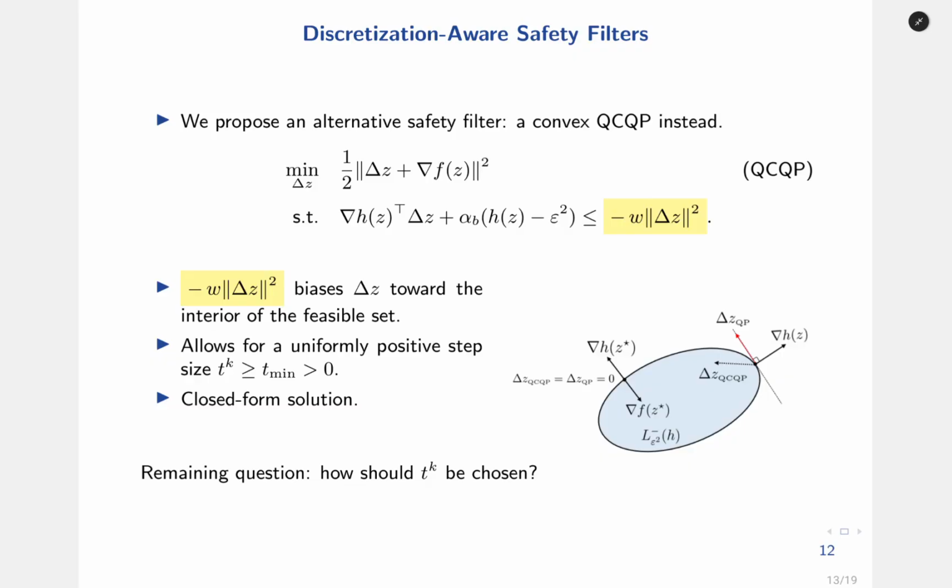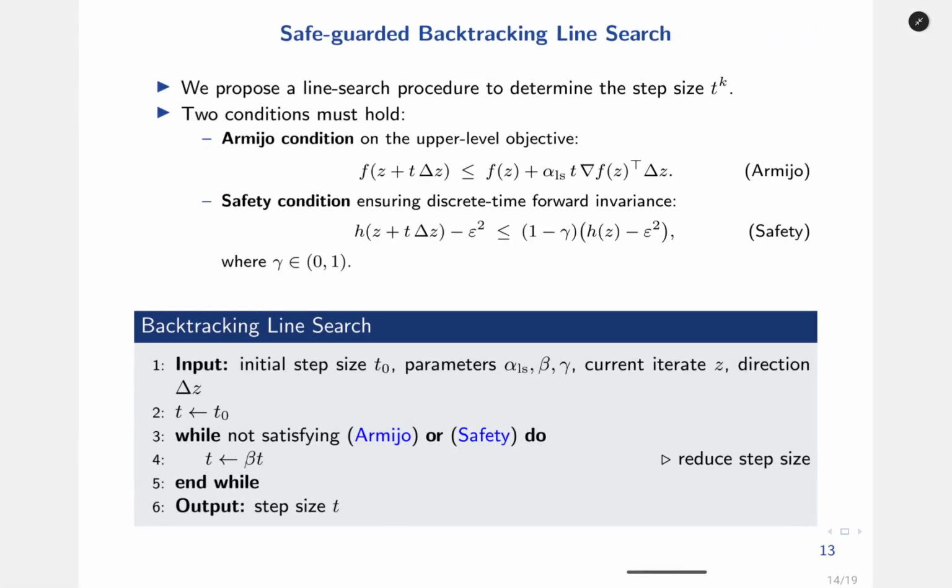The remaining question, which we will answer next, is how to choose the step size t at each iteration once we have the update direction.